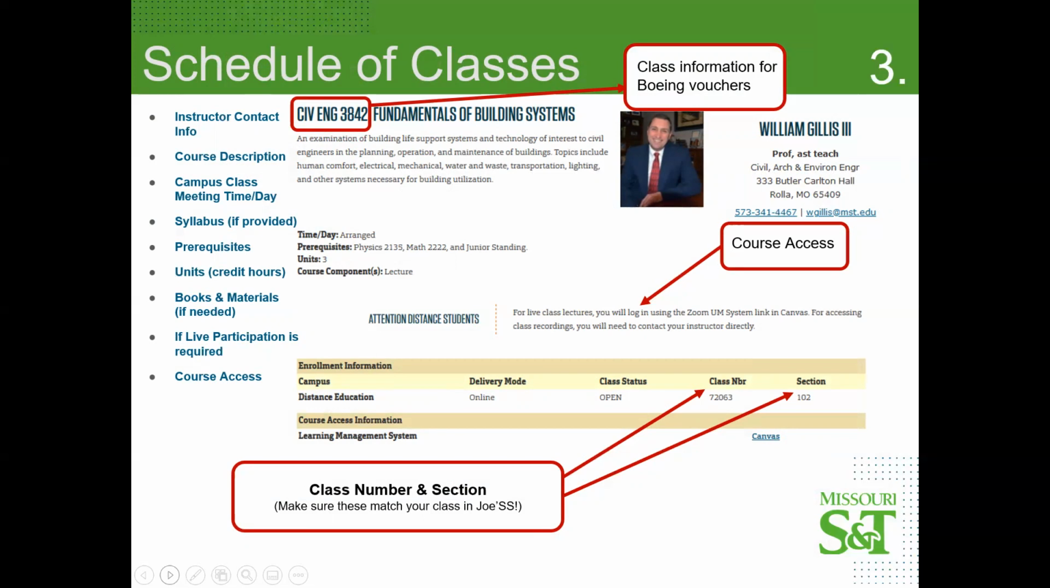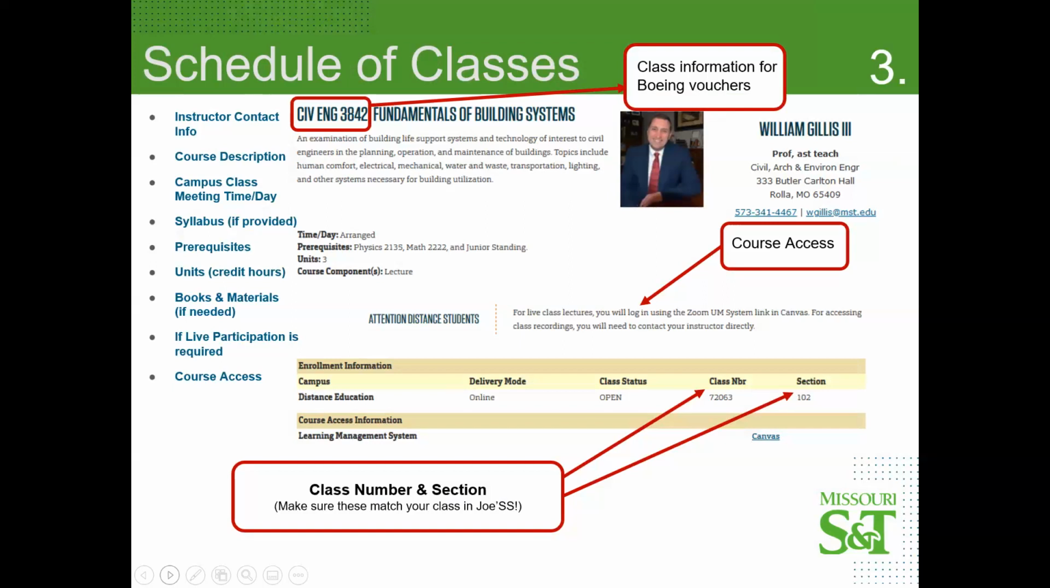And so if you look down a little lower, you can see the course access information. And as you can see also, we have what's called a class number in the section. Since you're going to be enrolling in a distance class, you need to make sure that you have the right 5-digit number to be in the correct class and that your section matches what you're enrolling in JOES.